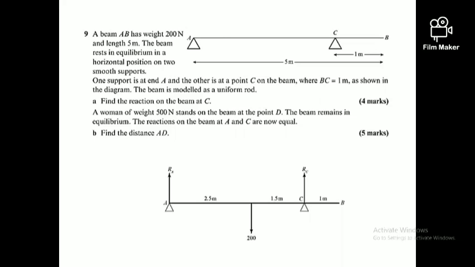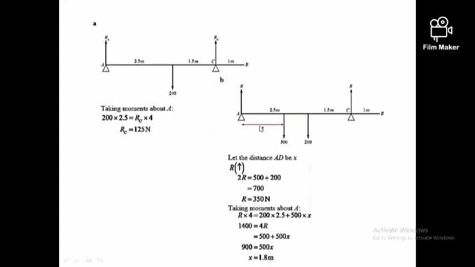Then let's go ahead with part B. A woman of 500 newtons stands on the beam at point D. Still, there is no specification given for D, which means we need to find the length to D. The beam remains in equilibrium. The reactions at A and C are now equal. Now you can mark the two reactions equal, and the length of A to D I'll take as X.